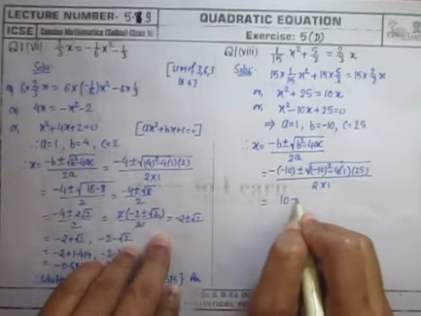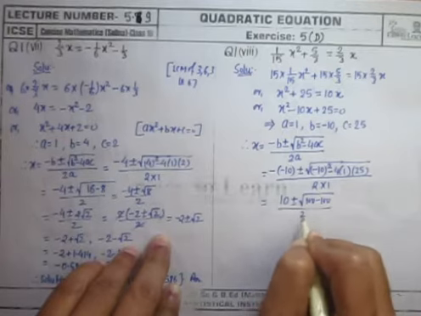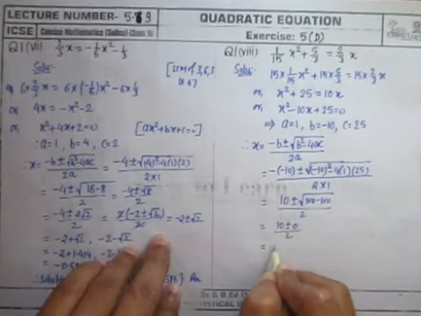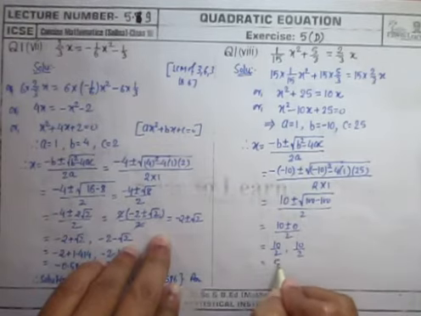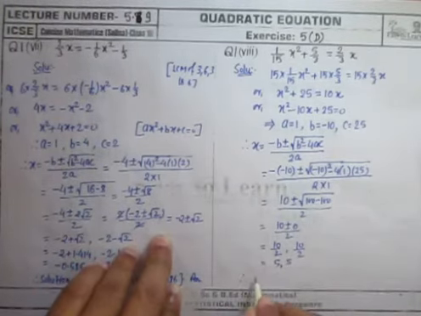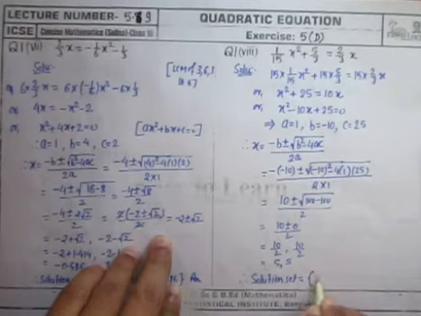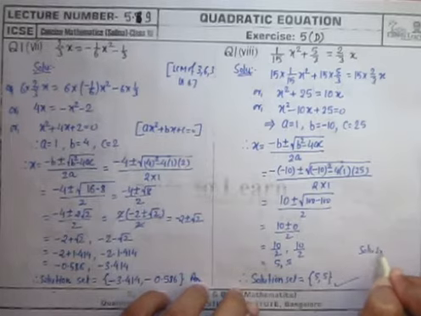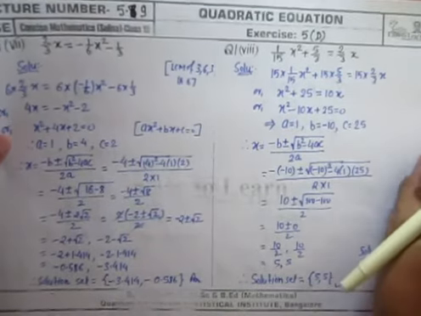So it will be 10 plus minus root 100 minus 100 by 2. So answer will be 10 plus minus 0 by 2. So one answer will be 10 by 2 and other answer also will be 10 by 2. So answer is 5, 5. So solution set is equal to curly bracket 5, 5. This is correct. Solution set equal to curly bracket 5 will be wrong, because each quadratic equation has 2 and only 2 roots.